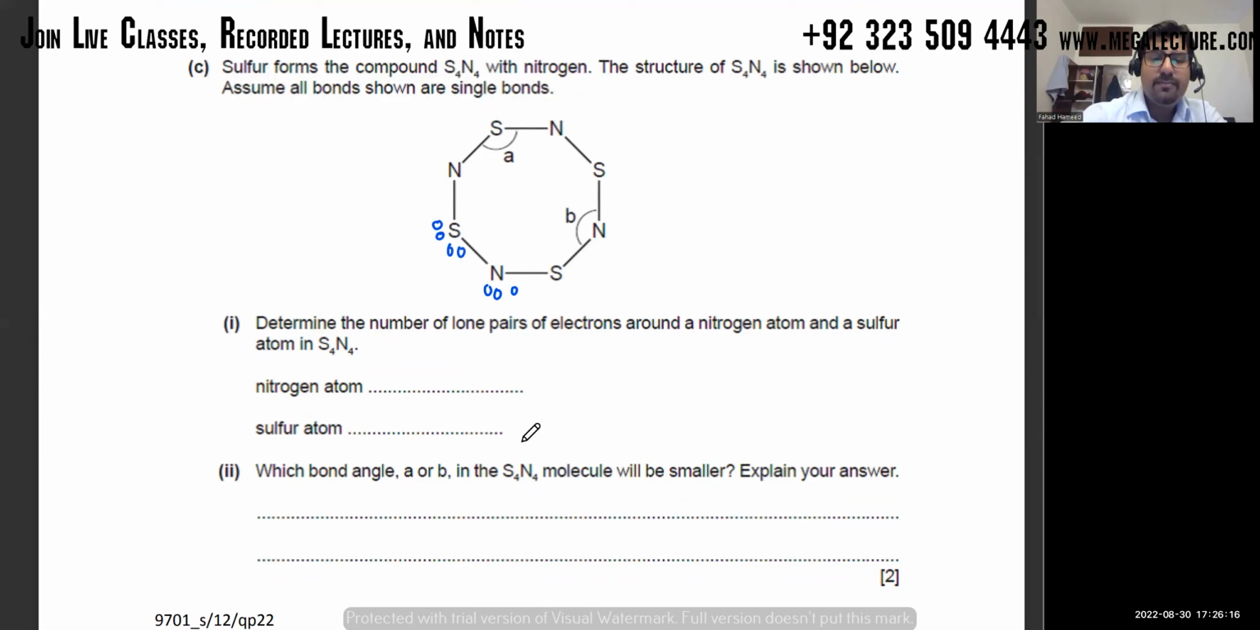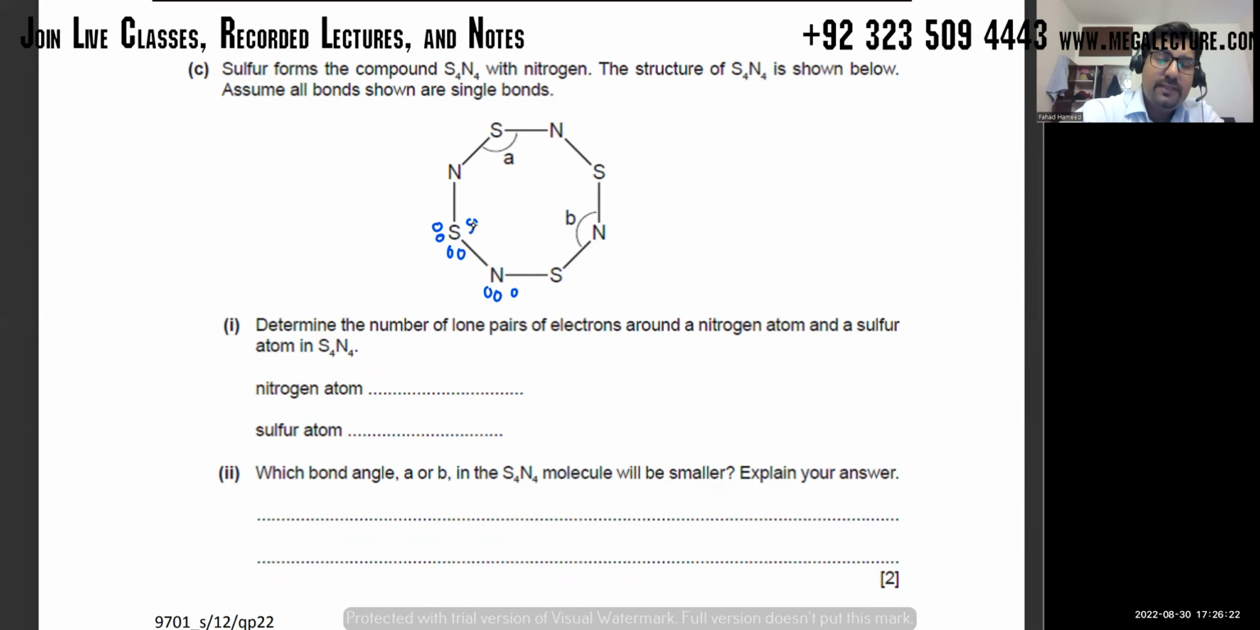So which one would be smaller in size angle wise? Sulfur will be smaller because it's got more lone pairs, so the repulsion will kind of push the bonds together. So that one is going to be smaller. ये clear है, सल्फर smaller होगा.